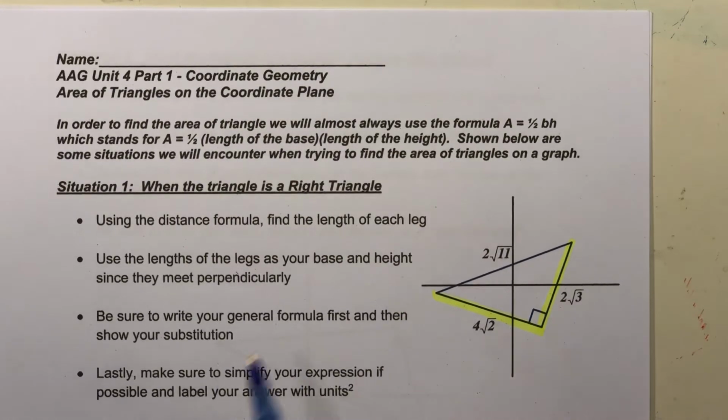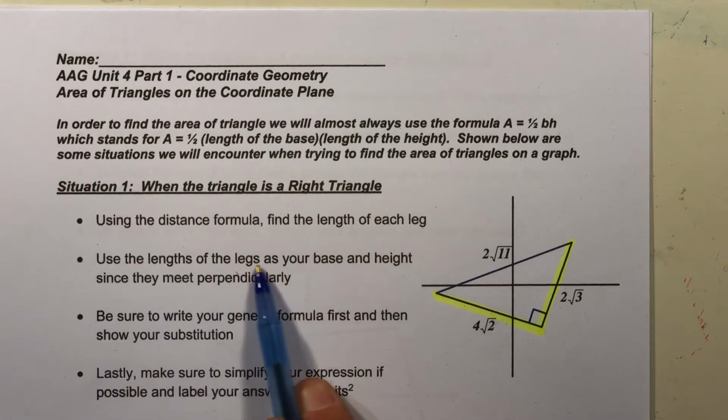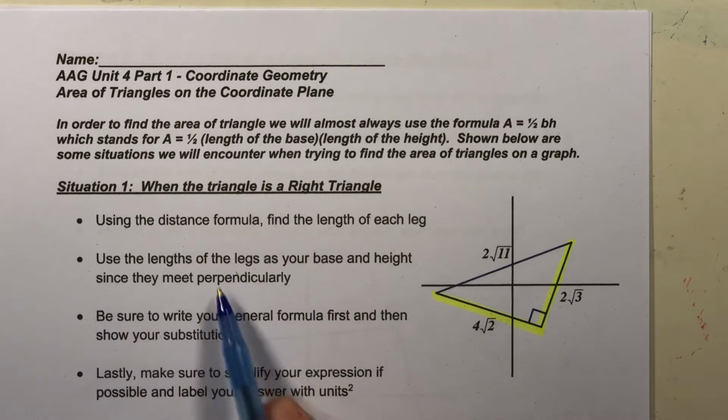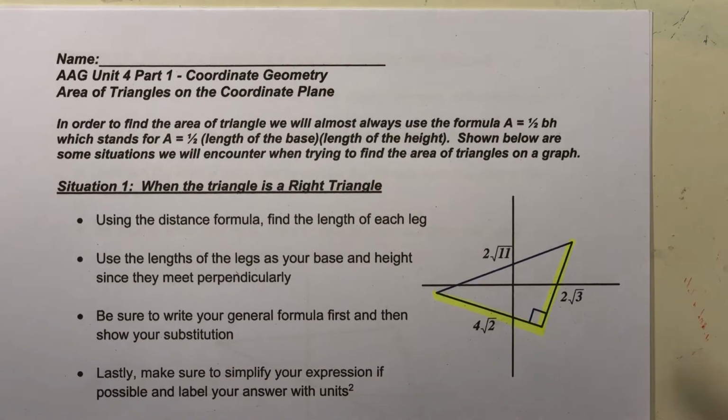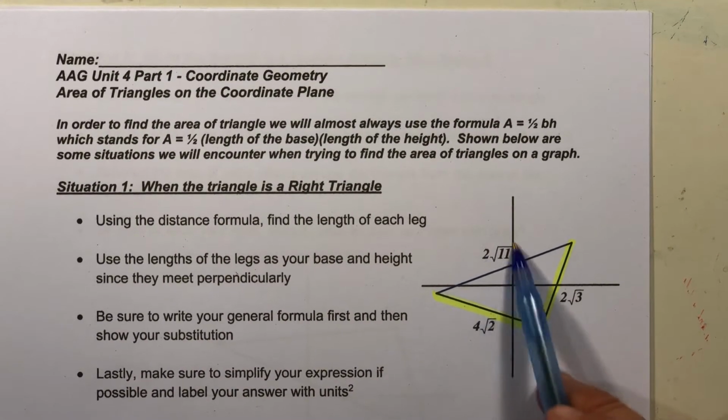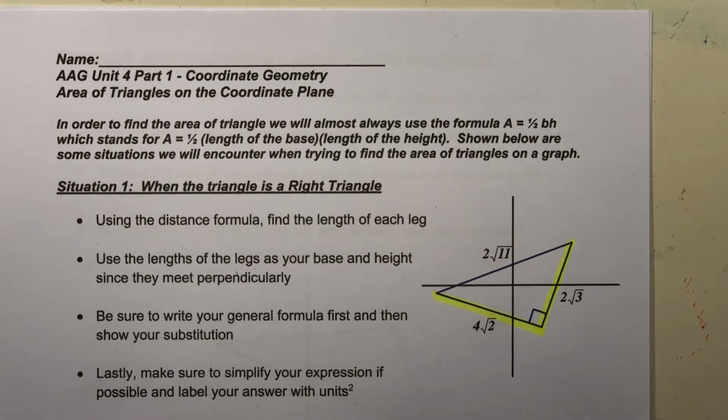It says legs here. I'll get to that in a second. Use the lengths of the legs as your base and height since they meet perpendicularly. So if we have a right triangle, guys, we mentioned in class, we're not going to use the hypotenuse in our area calculations. Be sure to write your general formula first and then show your substitution. Lastly, make sure to simplify your expression if possible and label your answers with units squared.